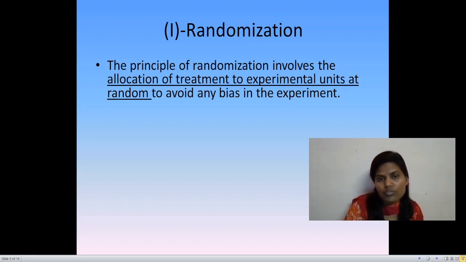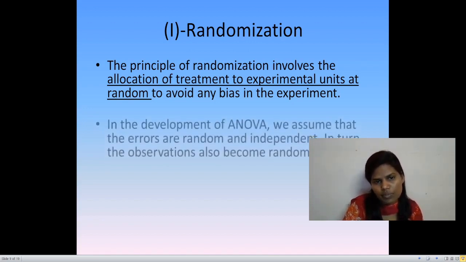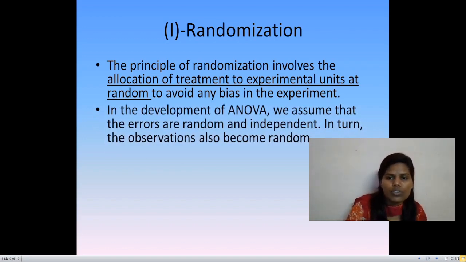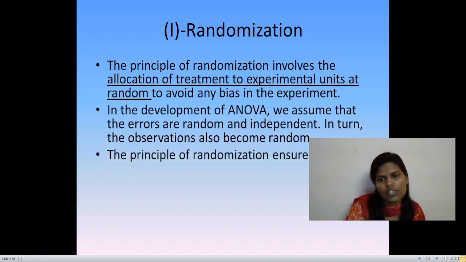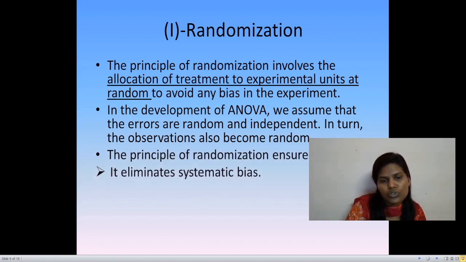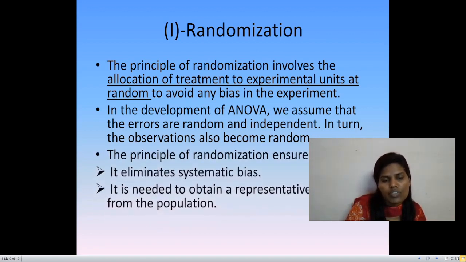Randomization means allocation of treatment to experimental units at random to avoid any bias in the experiment. In the development of ANOVA, we assume that the errors are random and independent. In turn, the observation also becomes random. The principle of randomization ensures two main points. The first one is it eliminates the systematic bias, and the second one is it is needed to obtain a representative sample from the population.